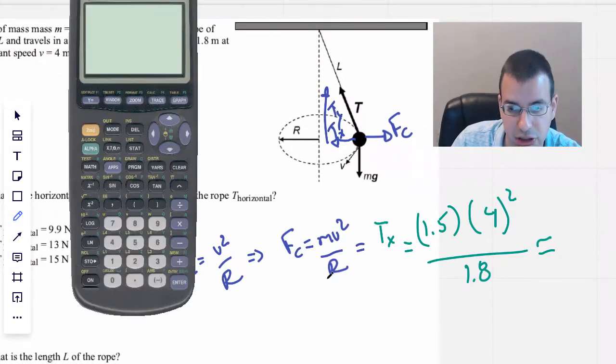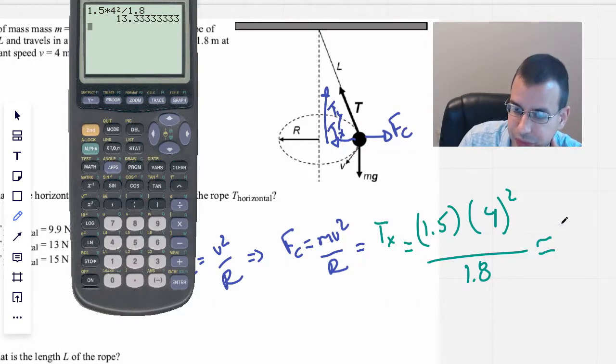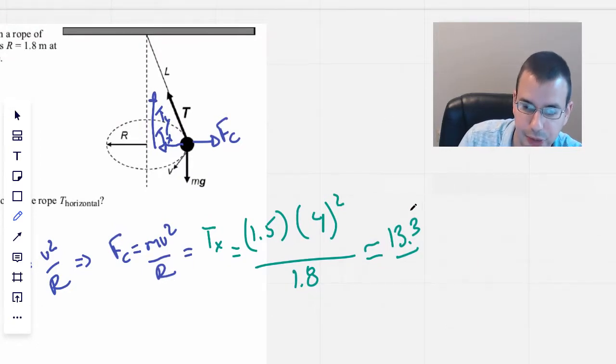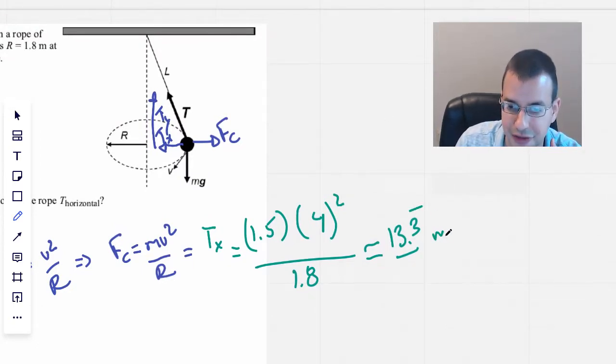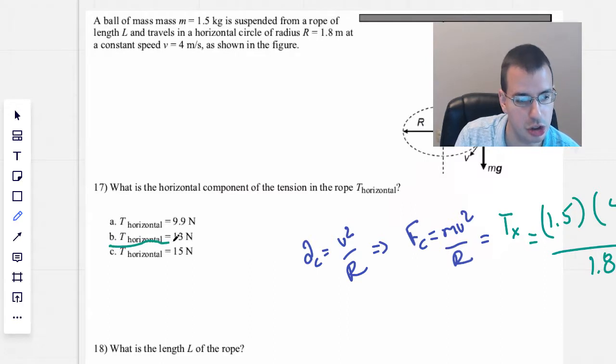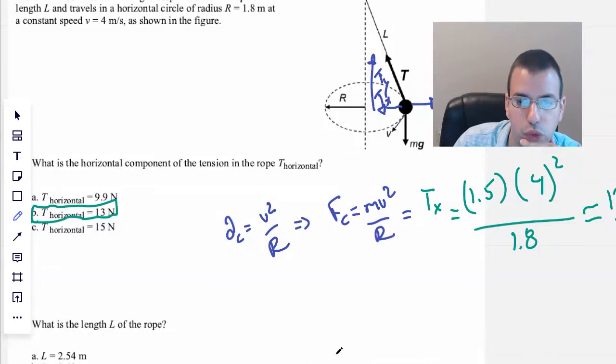Let's do this. 1.5 times 4 squared divided by 1.8. 13.3. I guess it's a good thing I didn't estimate that on my own. I would have been way off, well, at least way off enough to get the wrong answer. And this is a tension, so it'll be in newtons. So 13 newtons. Okay? What is the length of the rope?